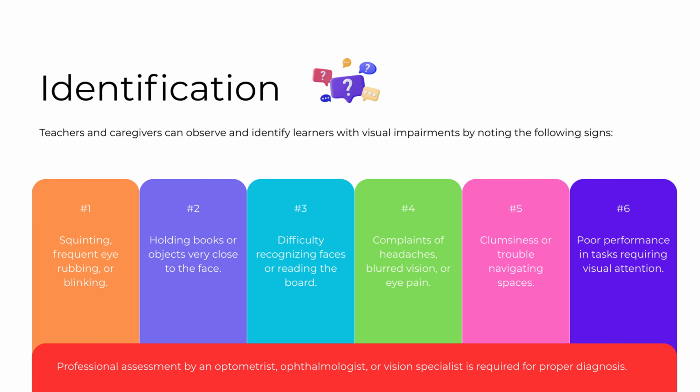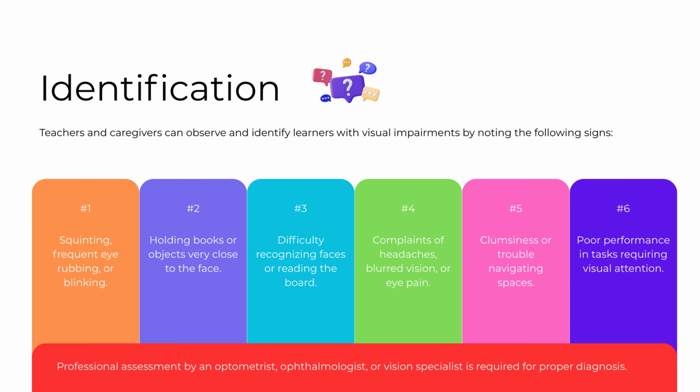The fifth sign is clumsiness or trouble navigating spaces. Vision isn't just about reading, but it is also about moving safely. Poor vision affects depth perception and spatial awareness. They might bump into objects, which shows that they can't judge distances well or don't clearly see obstacles or objects around them.